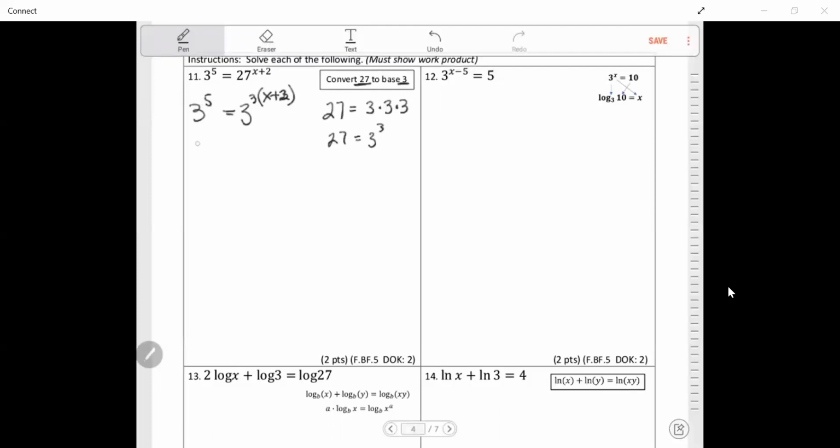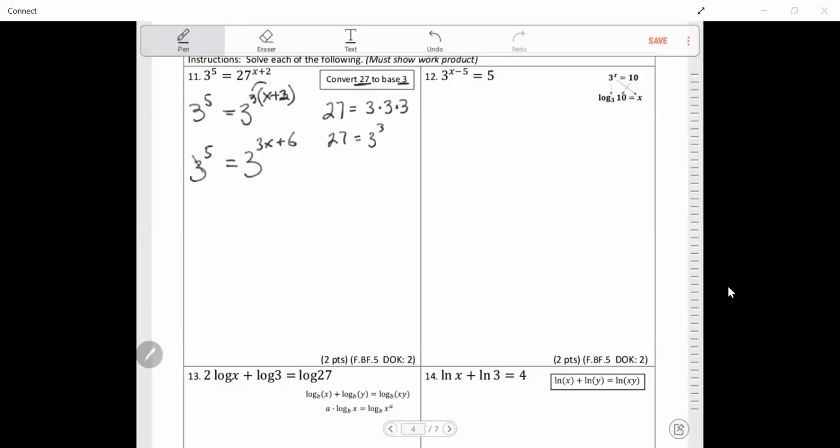And so 3 to the 5th is, well, we don't really need to, let's keep going. So 3 to the 5th is equal to, now we're going to change this into 3x plus 6. So I distributed the 3x plus 6.